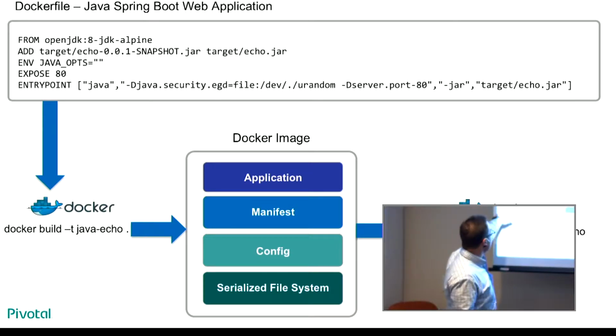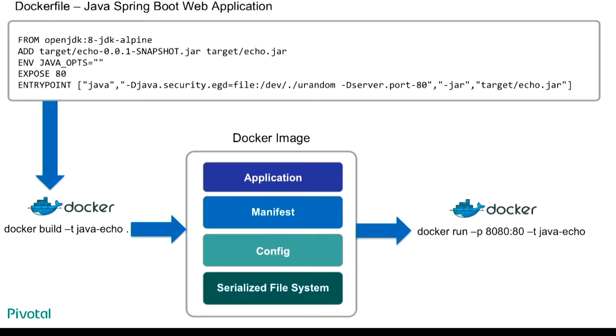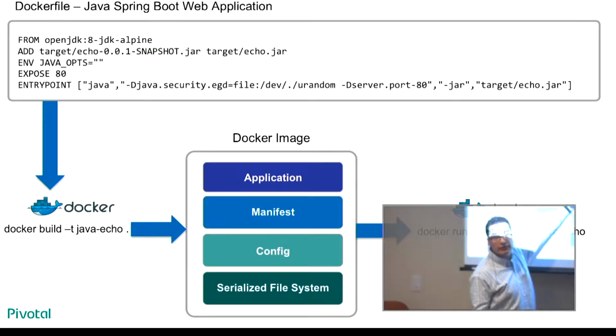So what happens, you take that Dockerfile, you do a docker build -t, give it a name, and a dot for the current directory, and it produces a Docker image. And the Docker image contains a root file system. It contains some configuration, like environment variables and so forth. It contains a manifest, which is more about the metadata, and then the application itself.